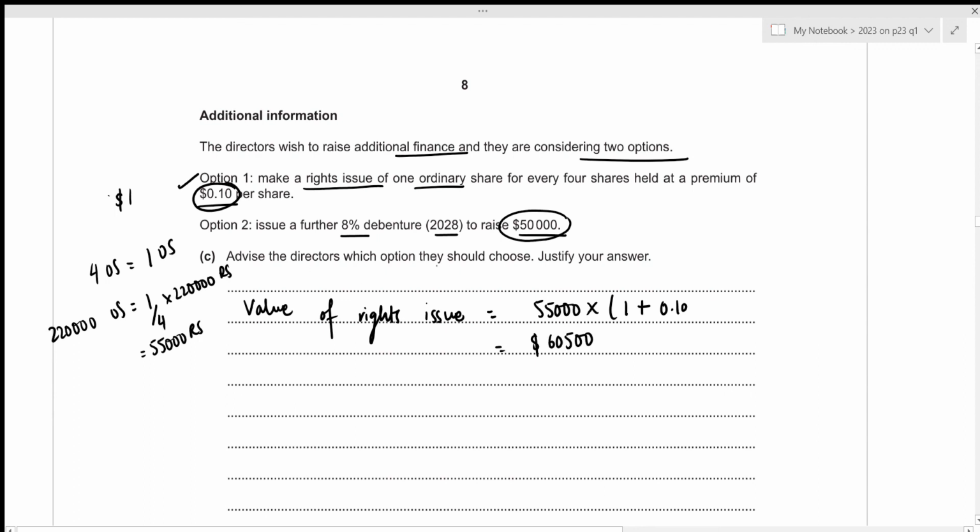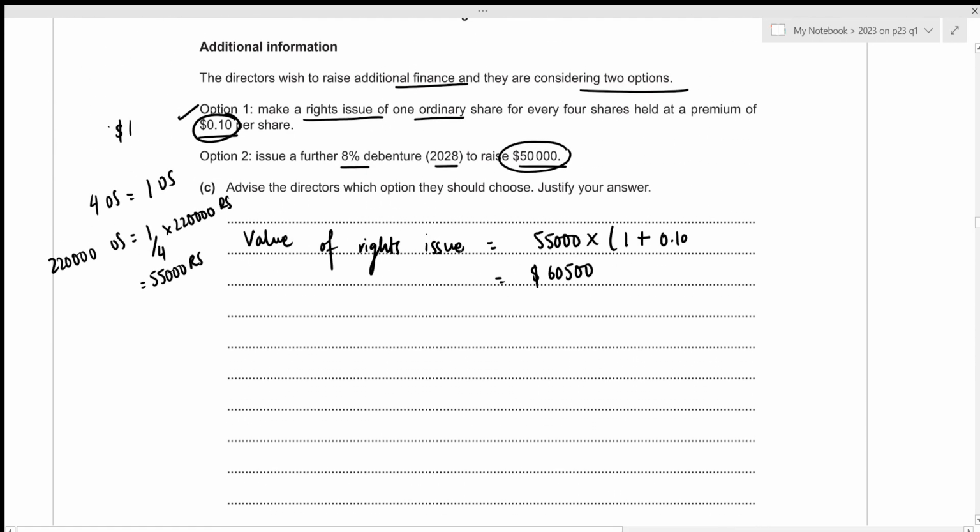Okay, now we need to advise the directors which option they should choose. This is a 5 marks, so we need to have 2 comments for option 1, 2 for option 2, and 1 final decision. Okay, so the first thing that we can say is that the rights issue will act as a permanent source of capital because it won't have to be repaid in the future, whereas debenture will have to be repaid. Let's write it down. Rights issue is a permanent source of capital whereas debenture will have to be repaid.